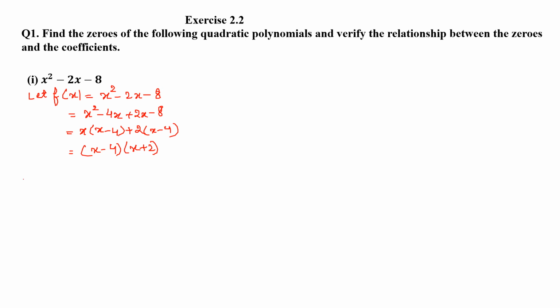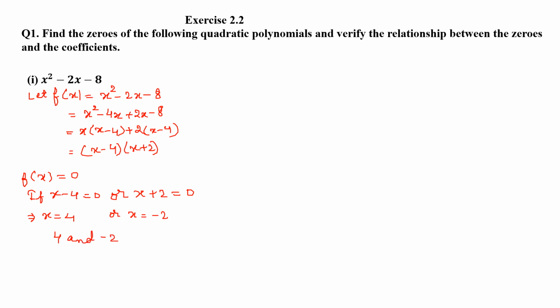Now I am going to find the zeros of this polynomial. Zeros means the value of this should give me 0. And when will it give me 0? If x minus 4 is 0 or x plus 2 is 0. Now if x minus 4 is 0, from here I will get x equal to 4. And from here the value of x as minus 2, if I transpose. So 4 and minus 2 are the zeros of this polynomial.